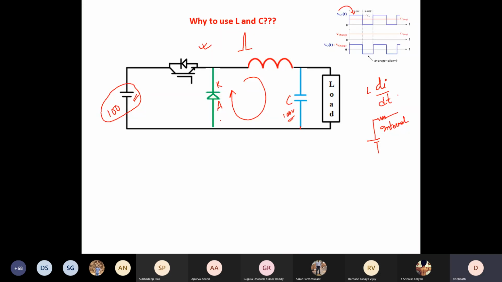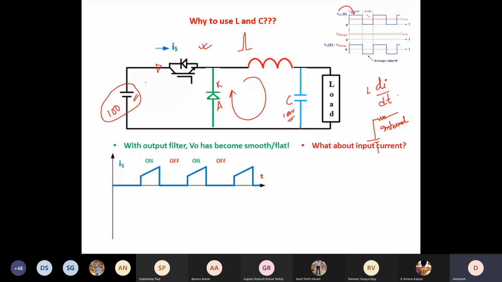So we understood that if we have a pulsating kind of current, when I turn on the switch I'll have some current flowing through this. When the switch is off, the current has to go to zero. So we have a kind of pulsating current flowing into the battery. Whereas ideally, I want the battery current to be flat DC, because the DC average value will contribute to my output power. Finally, how much power I am taking from the battery will come from the average value.